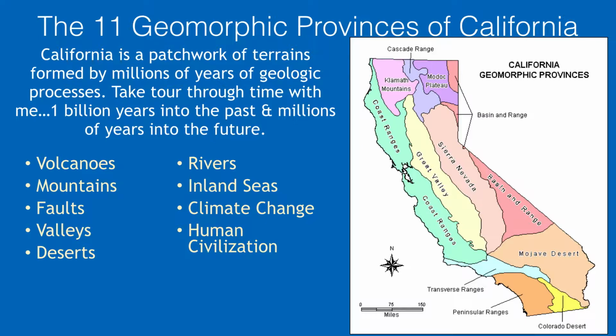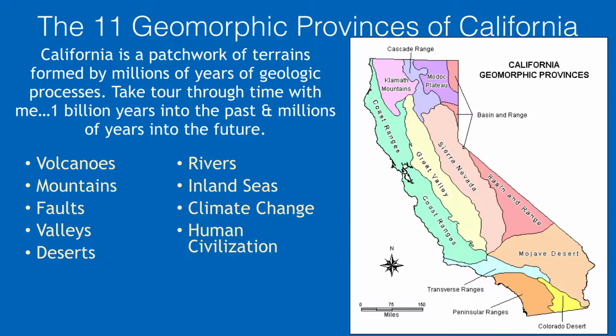Geomorphologists divide California into 11 provinces, each with a different geologic history. On this geotour, we will go back hundreds of millions of years into the past and millions of years into the future to better understand how and where volcanoes erupt, why mountains are rising and eroding, where faults exist and how they cause valleys to form adjacent to the mountains they raise.